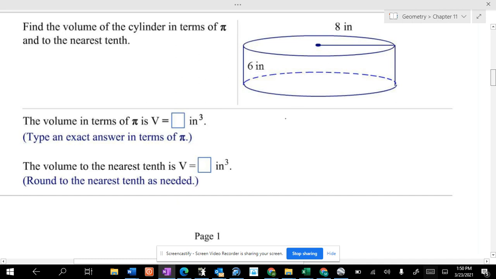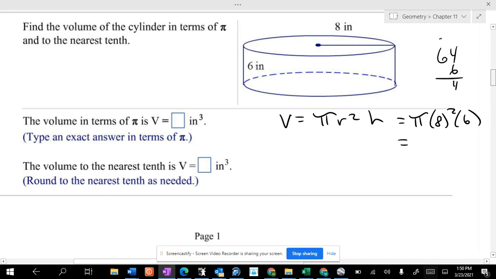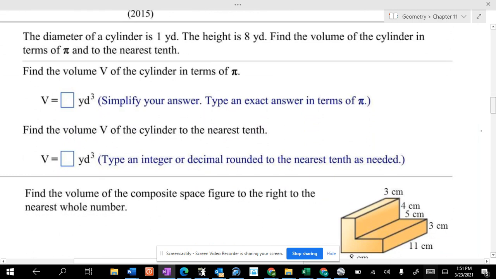The volume of this can: volume equals area of the base, pi r squared, times the height, which is pi times 8 squared times 6, which is 64 times 6, 384 pi. And then they'll have you push the pi button on your calculator and take 384 times pi to get the next answer. When there's two answers, you'll have to do that.